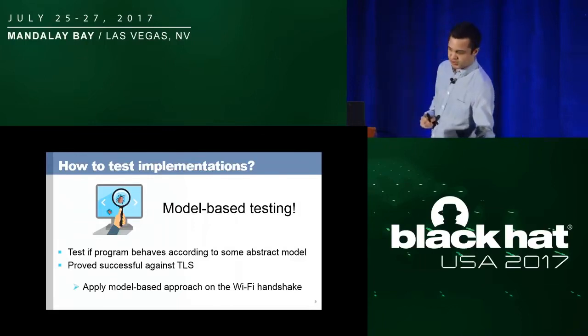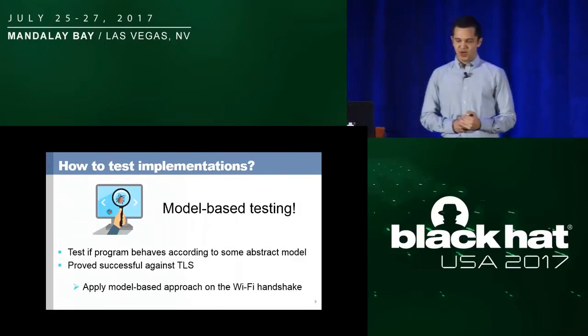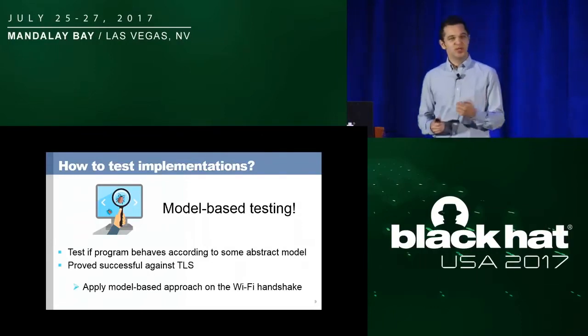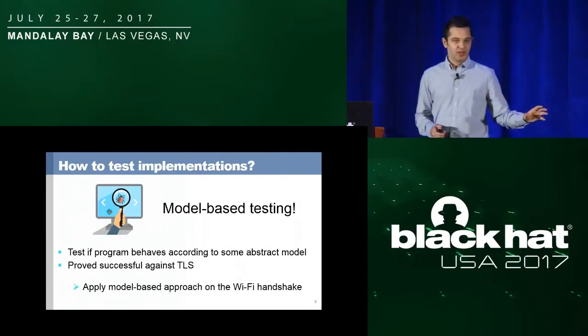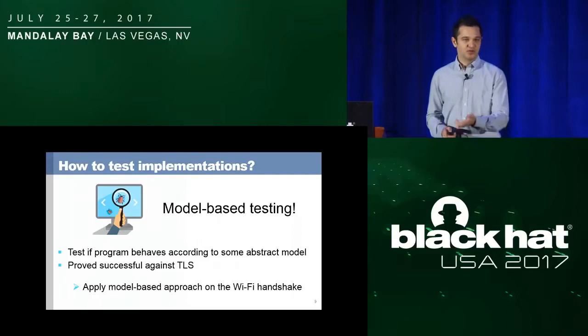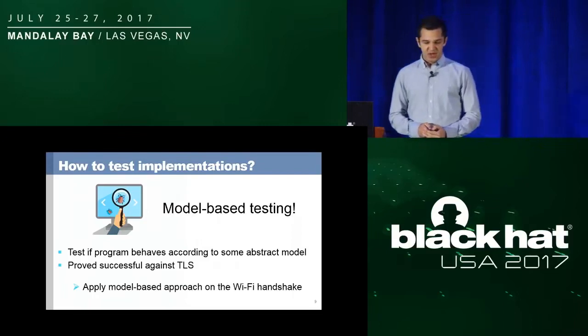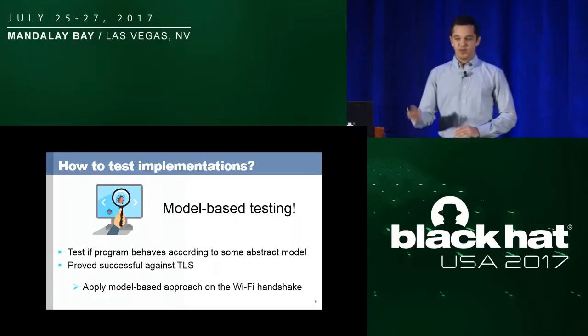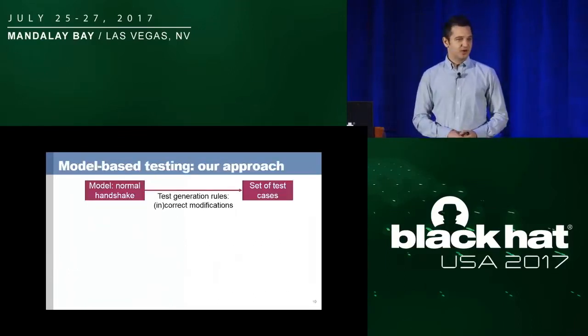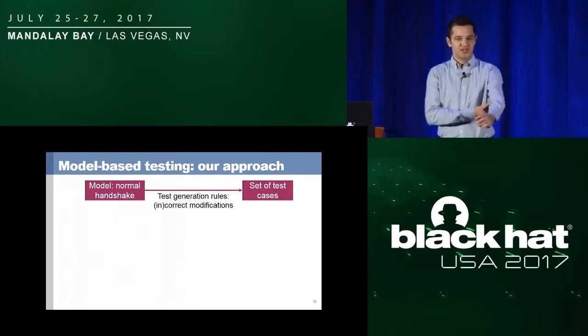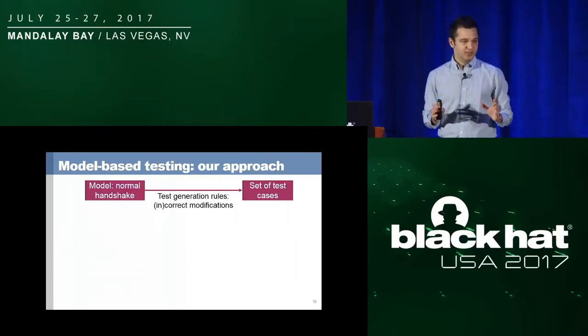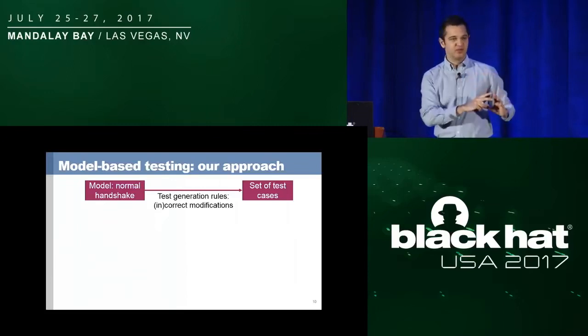And the idea in our work now is to come up with a variation of this approach which we can apply to the Wi-Fi handshake. Again, with the goal to detect logical vulnerabilities in the handshake. So, how does our approach work? Well, we basically first start with a normal execution of the handshake. So in an execution where we can successfully connect to the access point, everything goes okay. We take that basically as our base point.